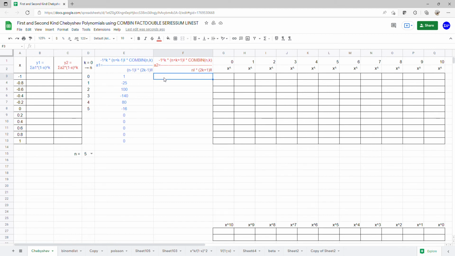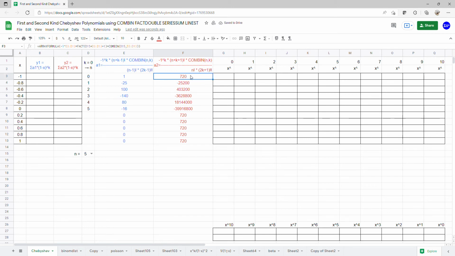Now we continue with the second kind expansion coefficients. Array formula. Minus 1 raised to the power k. That's the first part. Second part: factorial n plus k plus 1. That's the second part. The third part is combine n comma k. We have completed the numerator.